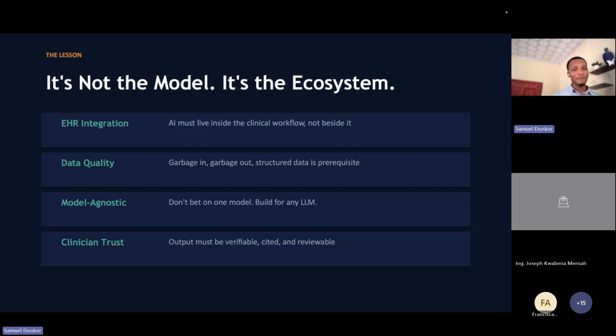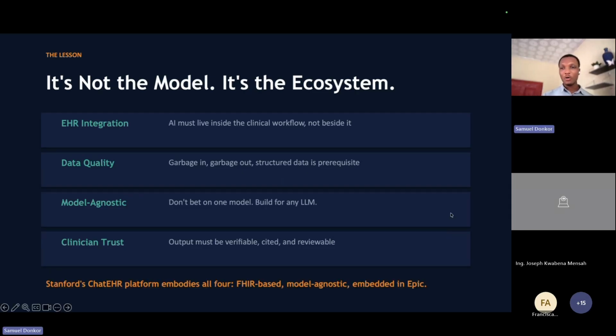And then the fourth one, which is very important: most of the time as developers, we try to build in isolation, right? We're in our workspace, our bedroom or whatever, coding and coding and coding, right? But one of the most important things is gaining clinician trust, right? So one, the output should be verifiable. It should be cited and reviewable, right? You can't just make anything up. The model can't make anything up and expect the clinician to believe it, right? So you must gain the clinician's trust. You should ground where the output actually comes from in the model.